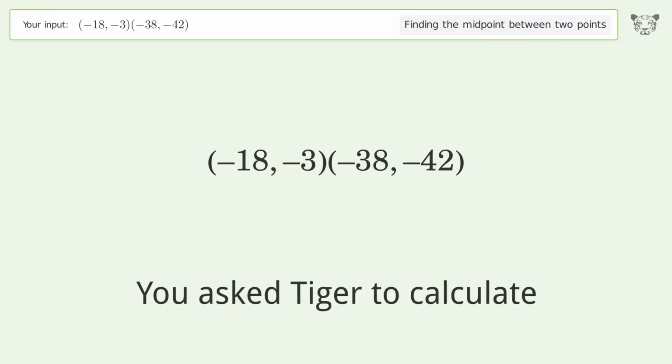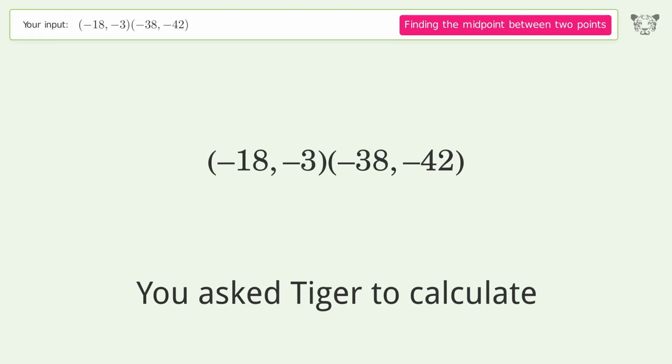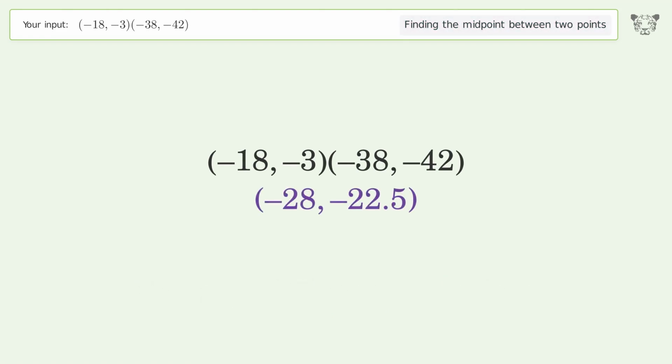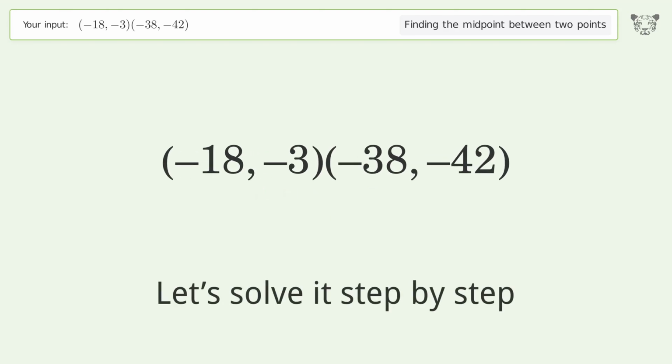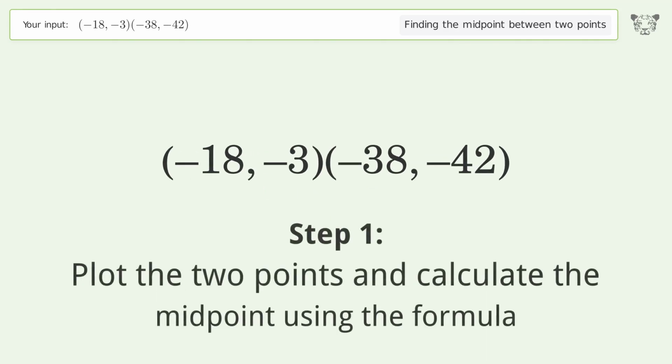You ask Tiger to calculate. This deals with finding the midpoint between 2 points. The midpoint between the 2 points is -28, -22.5. Let's solve it step by step. Plot the 2 points and calculate the midpoint using the formula.